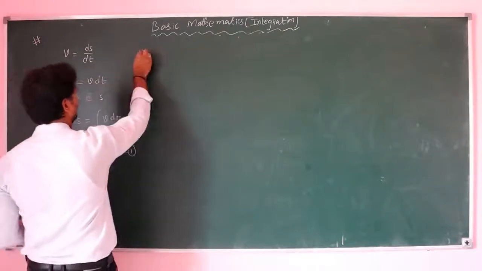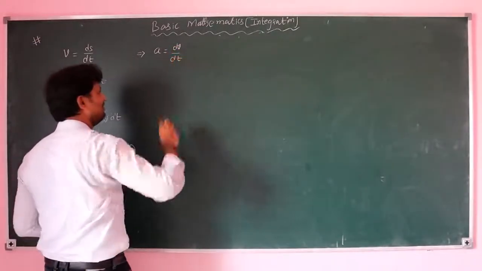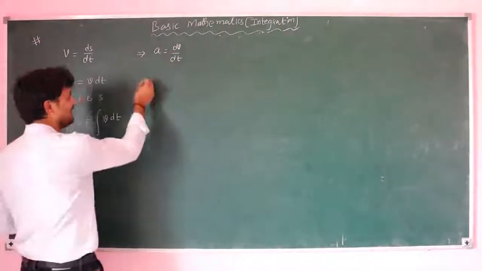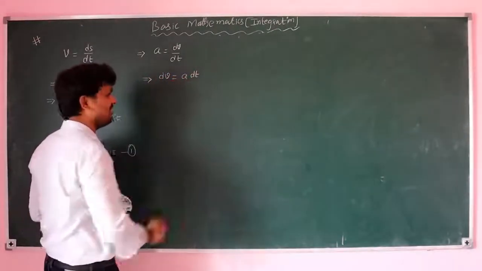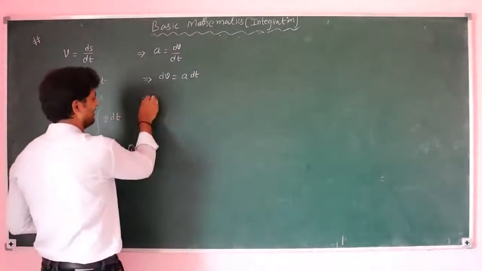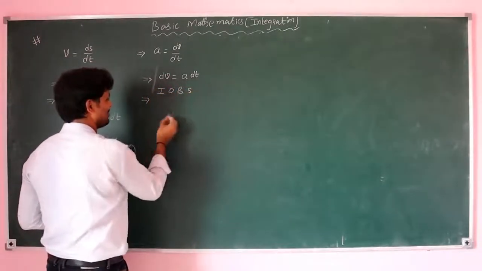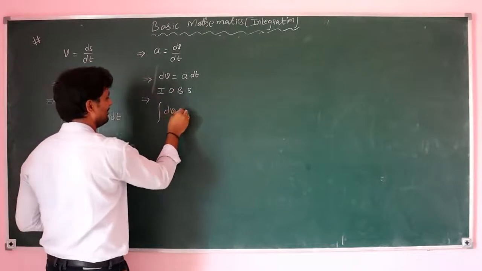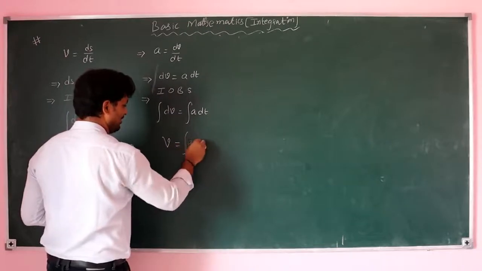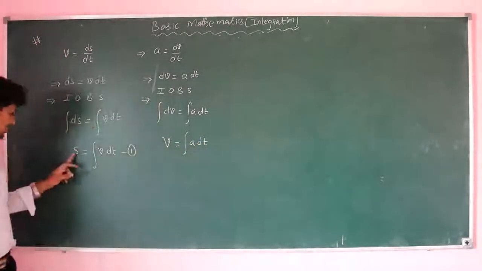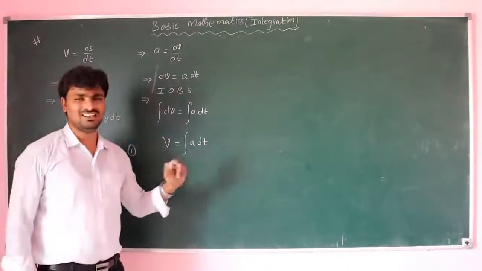Next, in case you know that a is equal to dv by dt, then dv is equal to a dt. If we take integration on both sides, what are we getting? Integral dv equal to integral a dt. Then v is equal to integral a dt. So for displacement we take integral v dt, and for velocity, integral a dt.